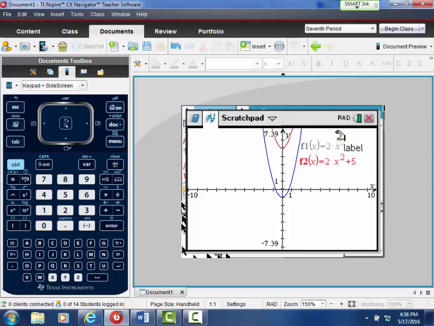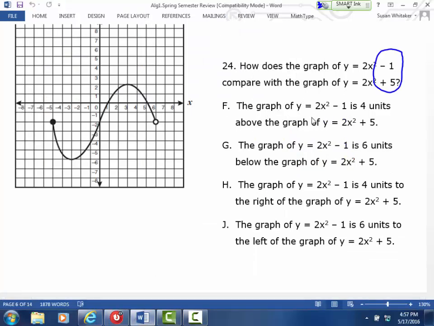As we're comparing, it says how do they compare? Our first choice says the graph of y equals 2x squared minus 1 is 4 units above the graph. That's the blue line. Well, it's not above, it's actually below. Since this says the graph is above, that is not true, so that's not my answer. The graph is below? Yes, it is. Is it 6 units? I don't know, but I know it's below, so I'm not going to mark that one off.